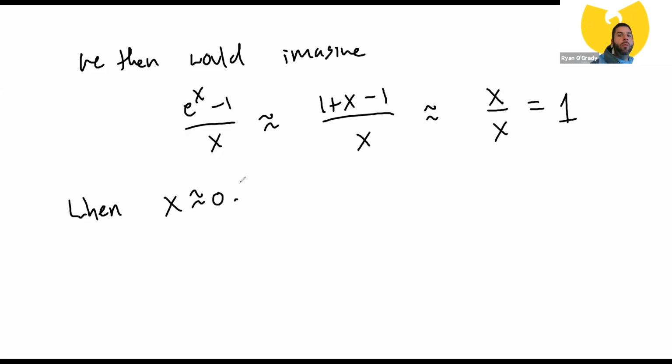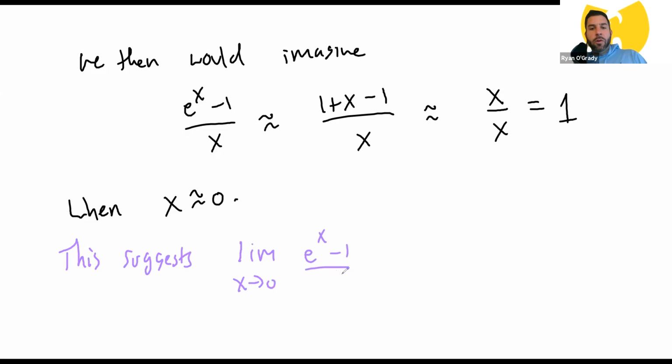Now, this is good news because what our sort of hand-waving reasoning shows us is that this limit should be 1. So what this suggests is the limit as x goes to 0 of e to the x minus 1 over x is 1, just like Desmos or the graph suggest.